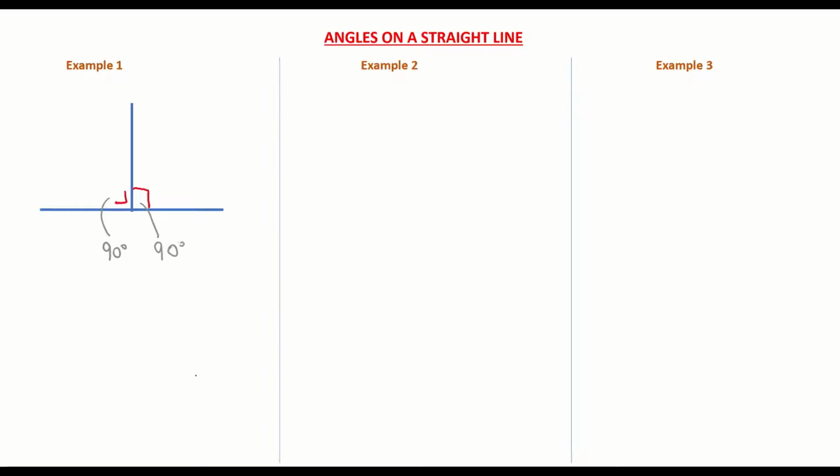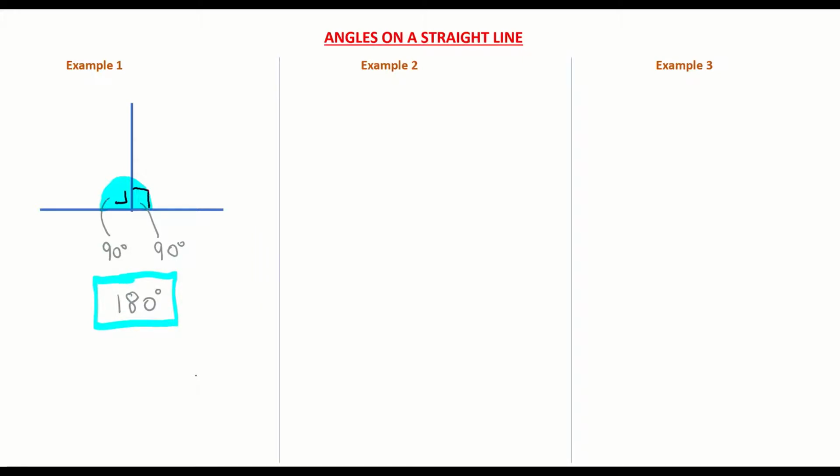So what that is basically telling me is that all angles on a straight line must add up to 180 degrees, because both of those 90 degrees, when I add them together, total 180 degrees. So all angles on a straight line must add up to 180 degrees. And we're going to use that little piece of information now for solving all of our other examples.